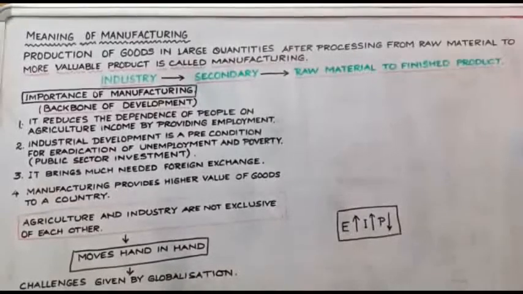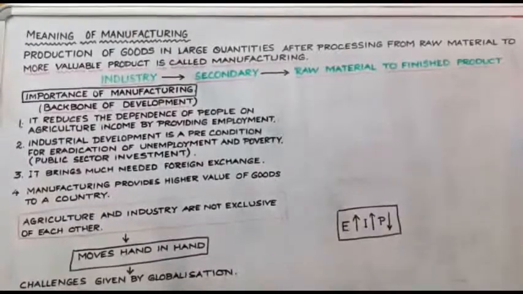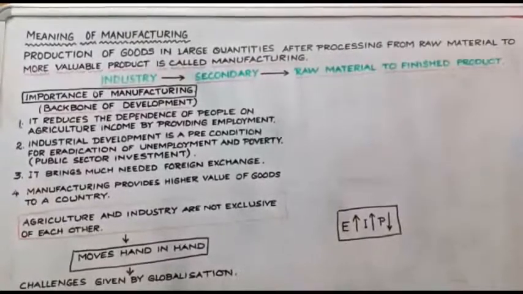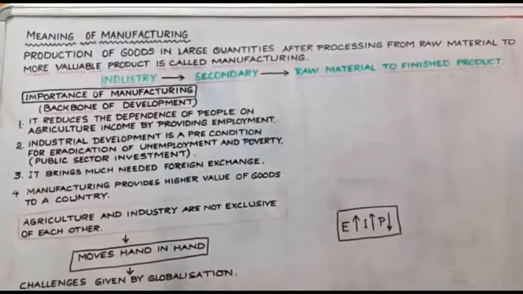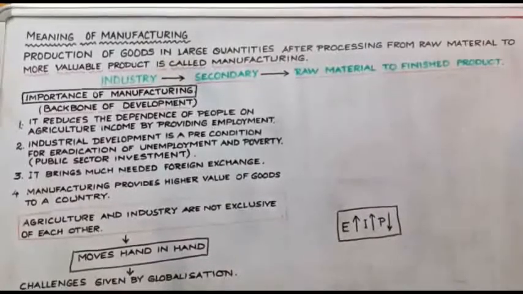Number 3, it brings much needed foreign exchange. Now when we manufacture different types of goods, automatically these goods are sold in the market. If we have excess goods, then the excess goods will be sold in foreign countries, and whenever we sell in a foreign country, it will help us to gather foreign exchange, foreign money, and that will help our economy. So with production we can do export business, and by doing export we will earn foreign exchange, which is very much needed for the development of the economy.